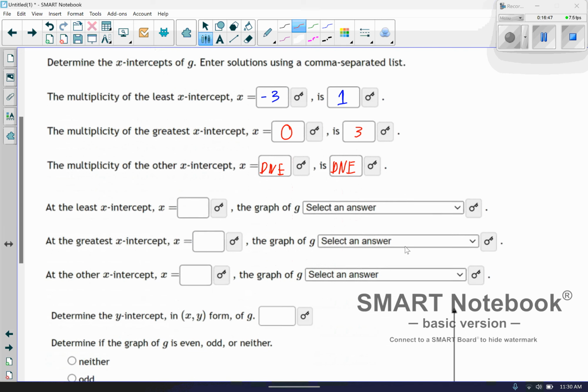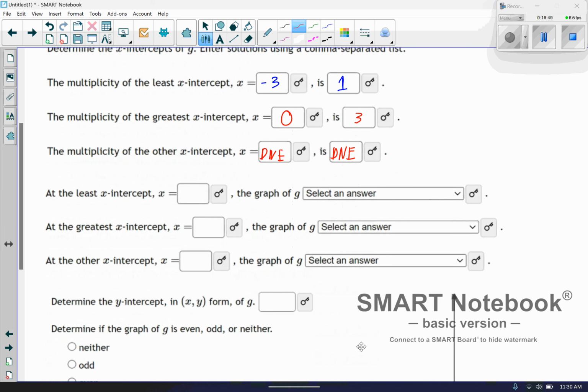And then down here, now we need to describe how it's going to look. So for the -3 x-intercept, it's odd. If it's odd, it's going to cross. And then at 0, it's also still odd, so I'm still going to cross the x-axis. And then I don't have a third x-intercept that I have to worry about.